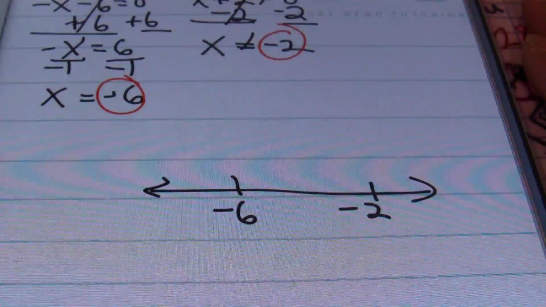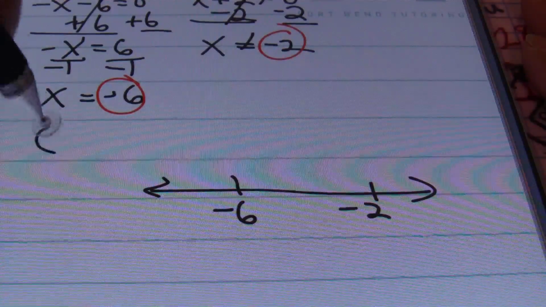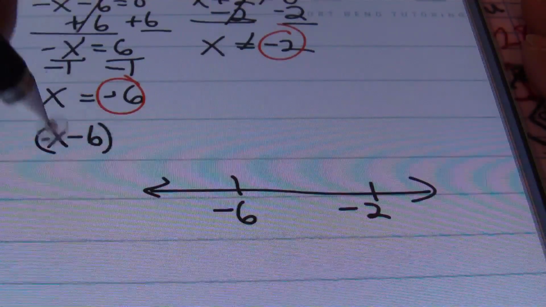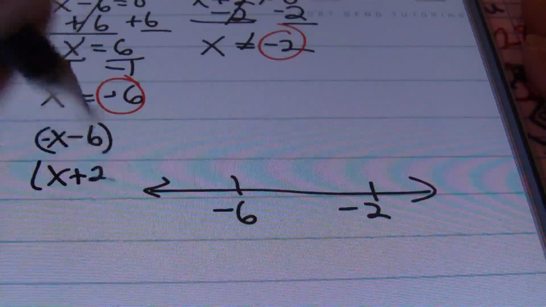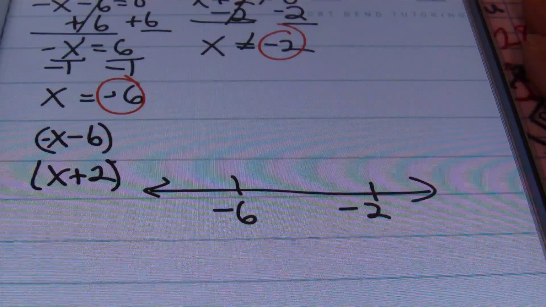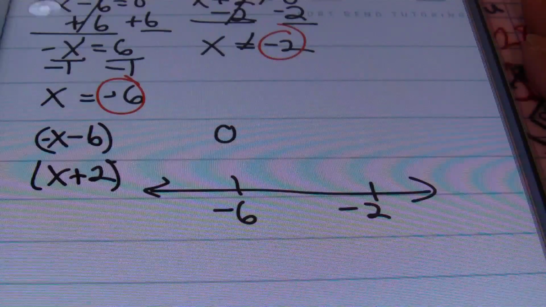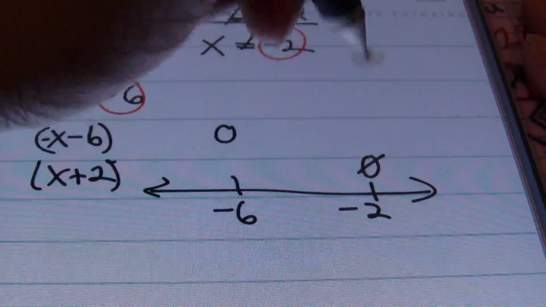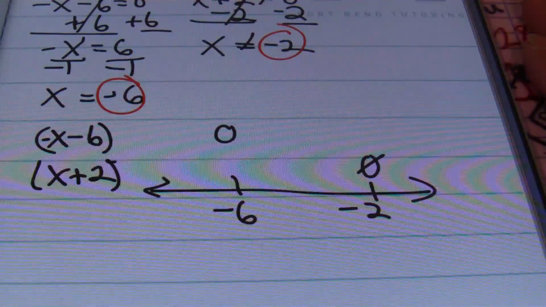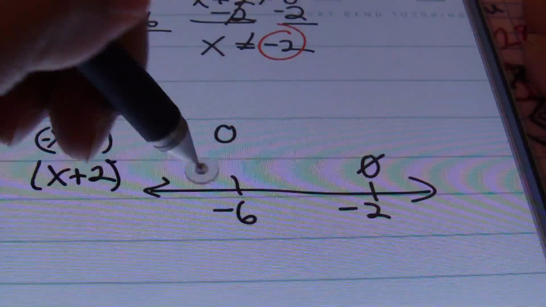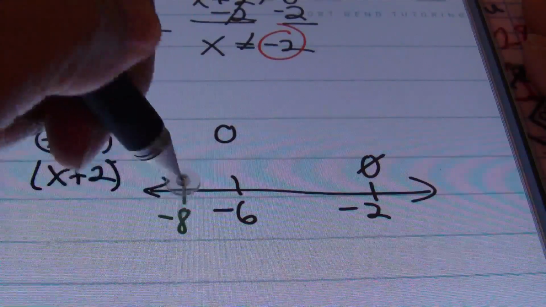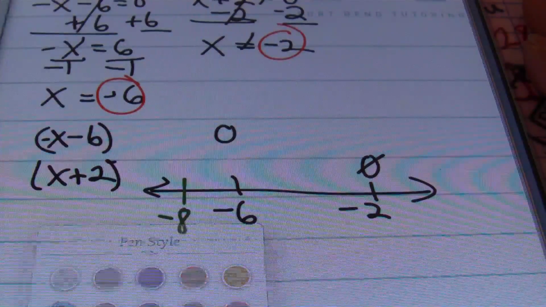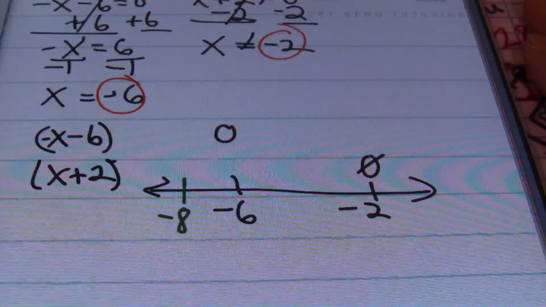Next, I'll be placing this in a sign chart. So I have two critical values. The first one is negative 6. The second one is negative 2. And I know I have two factors. One is going to be negative x minus 6. The other factor is going to be x plus 2. At negative 6, my first factor will equal 0. At negative 2, my second factor will be undefined because it's in the denominator. Then I'll be choosing a test value. And the test value I'll pick here is negative 8. So just as long as that value is less than my smallest critical value, it's good to go.